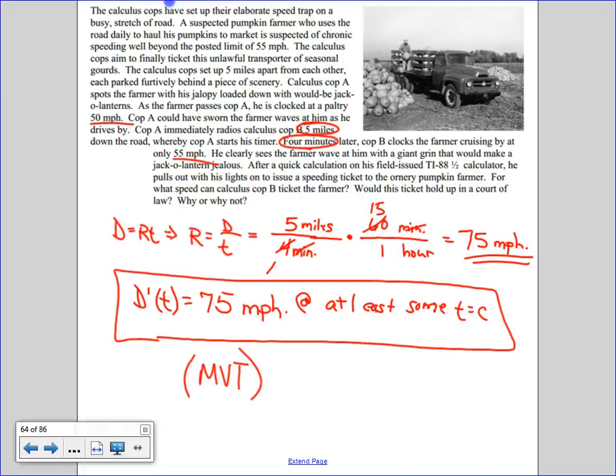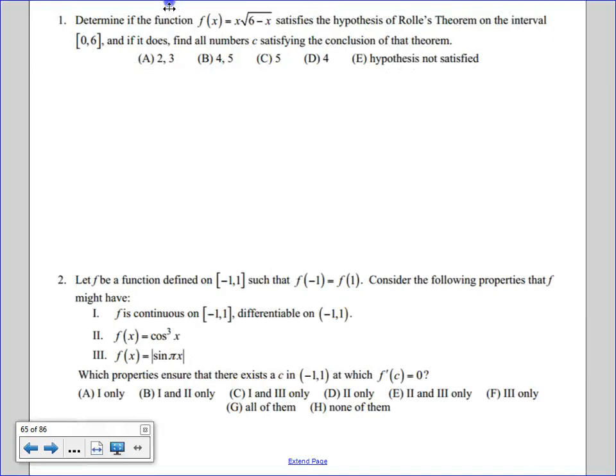Slick. If only cops these days knew calculus, we would all get ticketed. All right, here we go. Just kidding, they probably do.